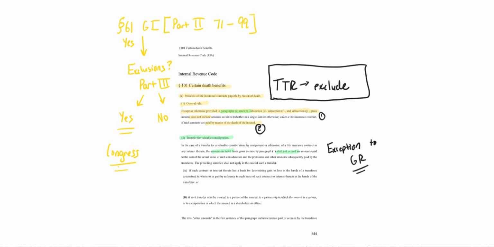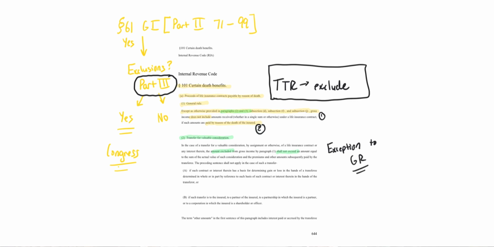Now, it's important to note that when you're looking at the exclusions under Part 3, remember, if we have gross income under Section 61, you look to Part 3. If you are a new tax practitioner or a student, someone new to tax, the best way to do this is to look at the table of contents and read through the titles of every code section found in Part 3, which is Section 101 to Section 140, and see if anything in there falls into place.